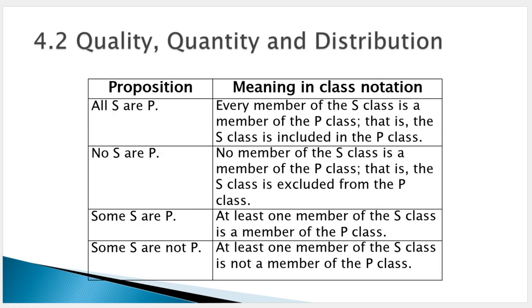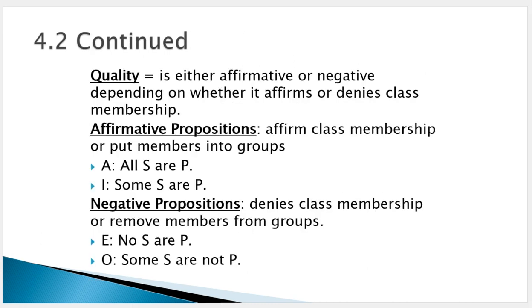In 4.2, we talk about something called quality, quantity, and distribution. So we're going to take those 4 propositions and we're going to talk about their quality, and this is either affirmative or negative depending on whether it affirms or denies class membership. So your affirmative propositions are your A and your I, all S are P, some S are P, right? That's affirming them. The negative propositions, the ones that deny class membership, are E and O, no S are P, some S are not P. Those are negative propositions.